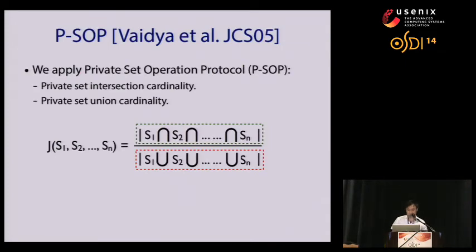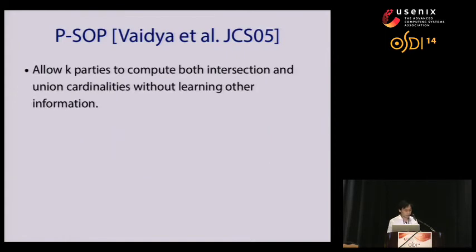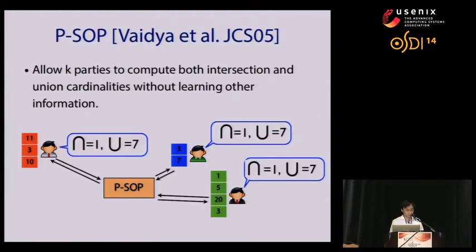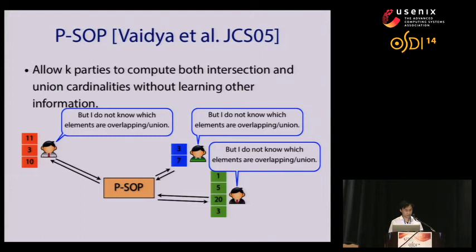So our current goal is to privately calculate the Jaccard similarity. Fortunately, there is an existing protocol which can privately calculate the set intersection cardinality and union cardinality. The protocol is named PSOP. PSOP allows K parties to calculate the set intersection cardinality and union cardinality without leaking any information. For example, in this scenario, we assume there are 3 parties and each of them maintains a local dataset. After running the PSOP protocol, each of them will know there is only one overlapping element and what the set union cardinality is, but they cannot know any other information.